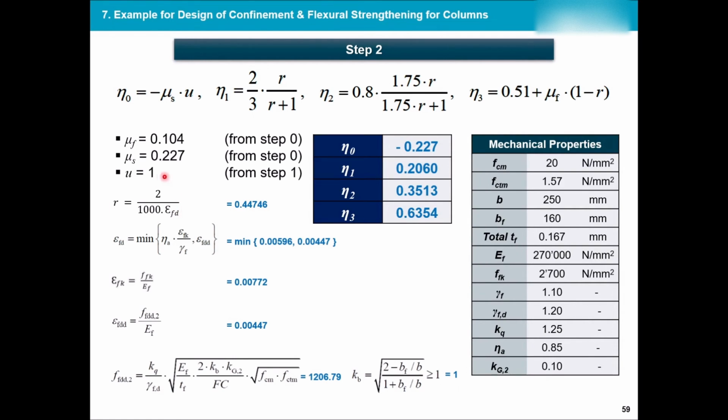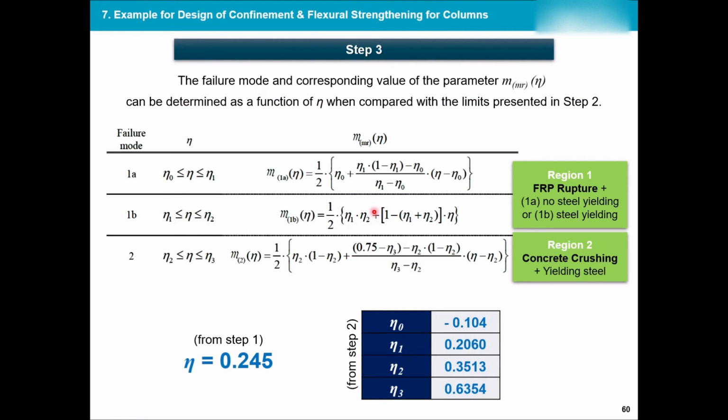Having R, having U from the previous step 0, μs and μf from step 0, I can calculate the boundaries: eta 0, eta 1, eta 2, eta 3. If you remember, step 3 was to just compare that eta that I calculated in step 1 to the eta ranges that I had from step 2. Which value is this between?